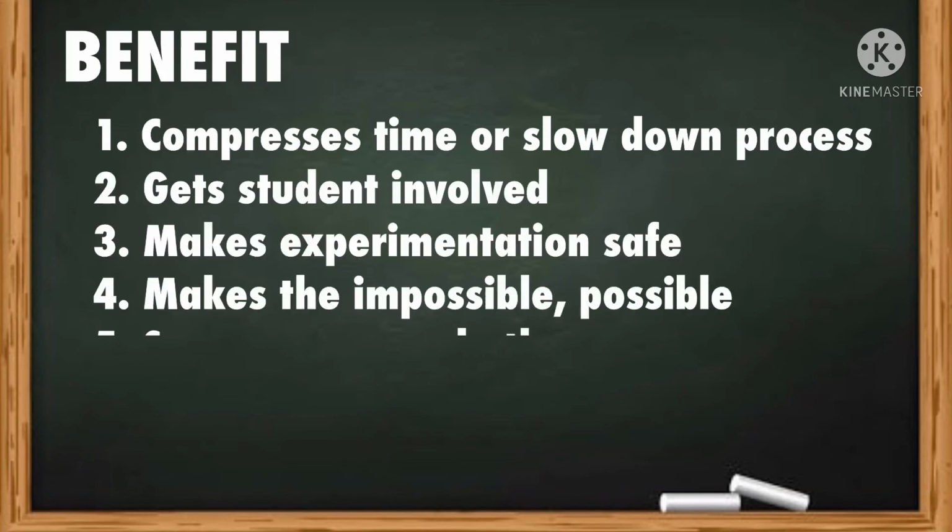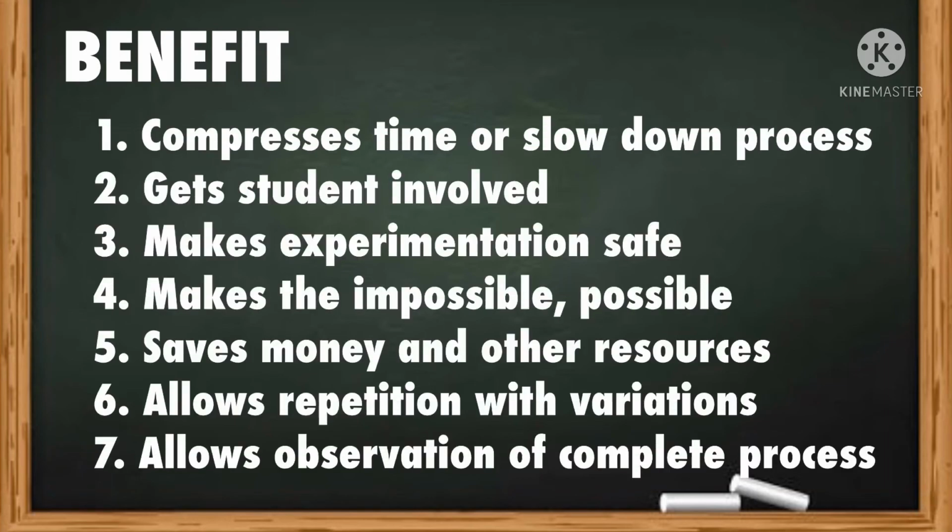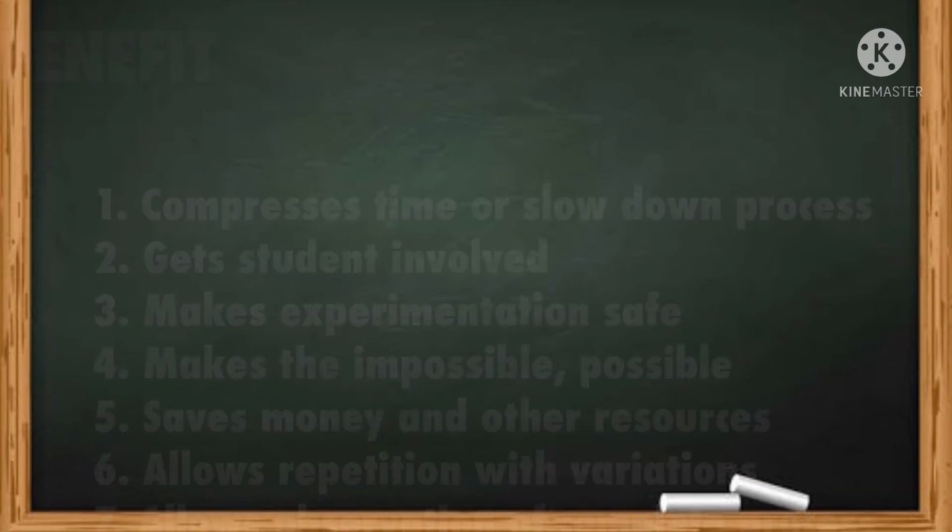Number 1, compresses time or slows down process. Number 2, gets students involved. Number 3, makes experimentation safe. Number 4, makes the impossible possible. Fifth, saves money and other resources. Six, allows repetitions with variations. And 7, allows observation of the complete process.